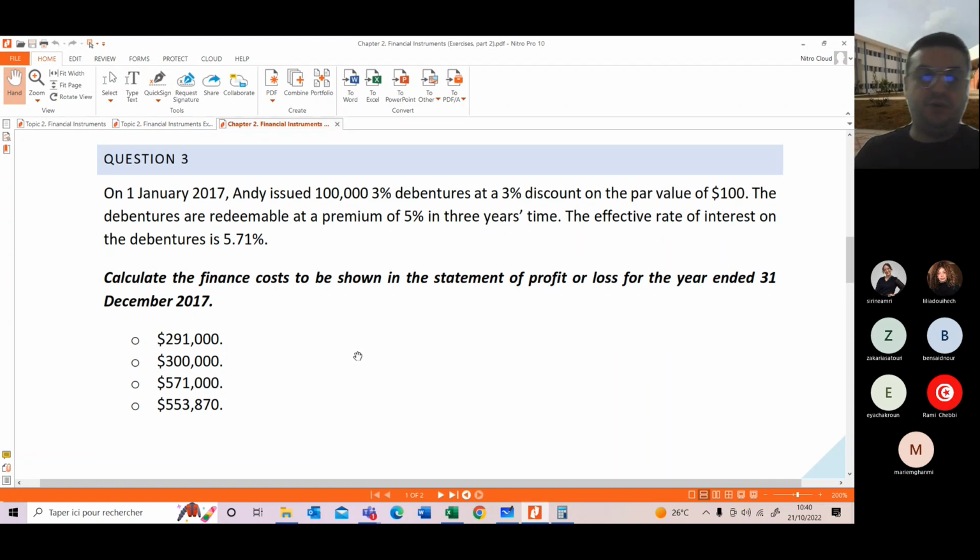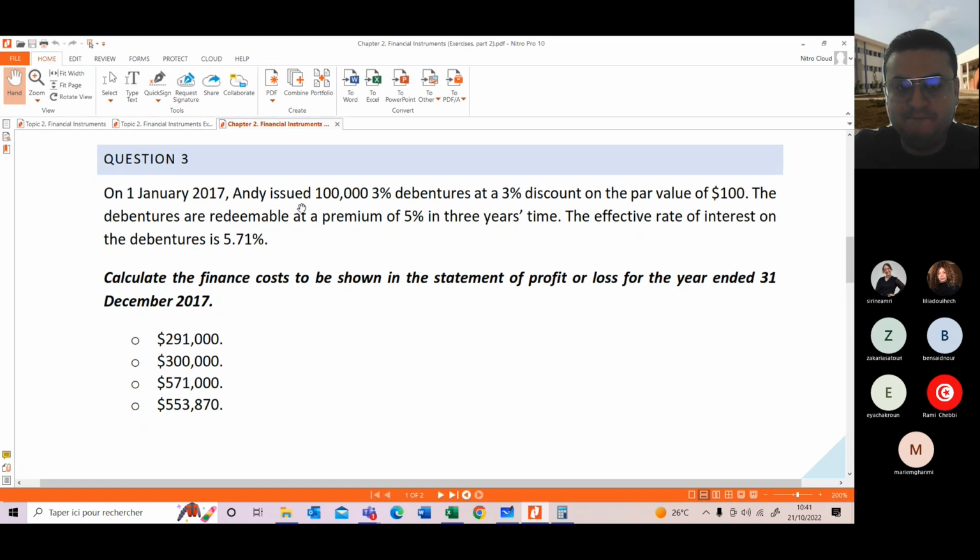On the 1st of January 2017, Andy issued 100,000 3% debentures at a 3% discount on the par value of $100. The debentures are redeemable at a premium of 5% in 3 years' time. The effective rate of interest on the debenture is 5.71%. The question is, calculate the finance cost to be shown in the statement of profit or loss for the year ended the 31st of December 2017. It means 1 year after the issuance of the debentures.